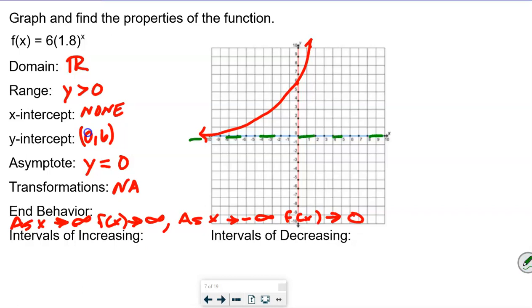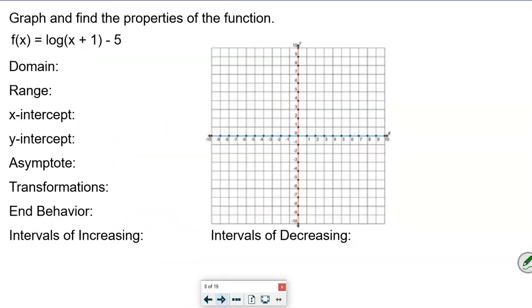That's our asymptote. Intervals of increasing. So is this graph increasing or is it decreasing? Yes, it's increasing. And where is it increasing from? Negative infinity to infinity, right? And it was not decreasing, so there was none here. All right, so this one is a log.